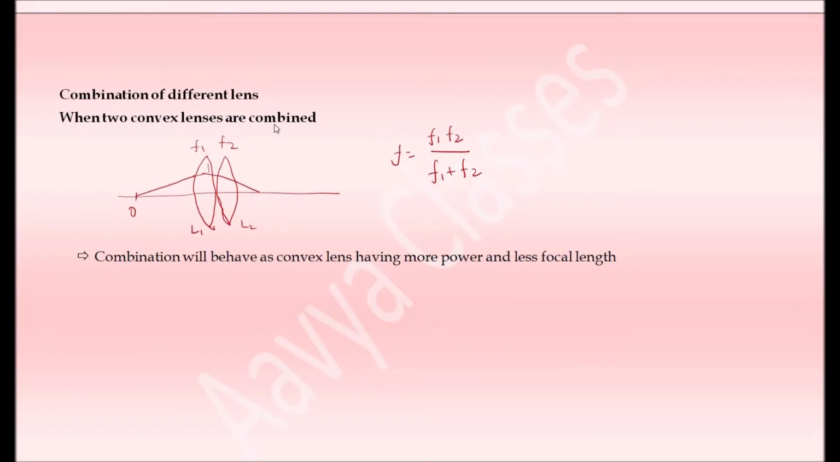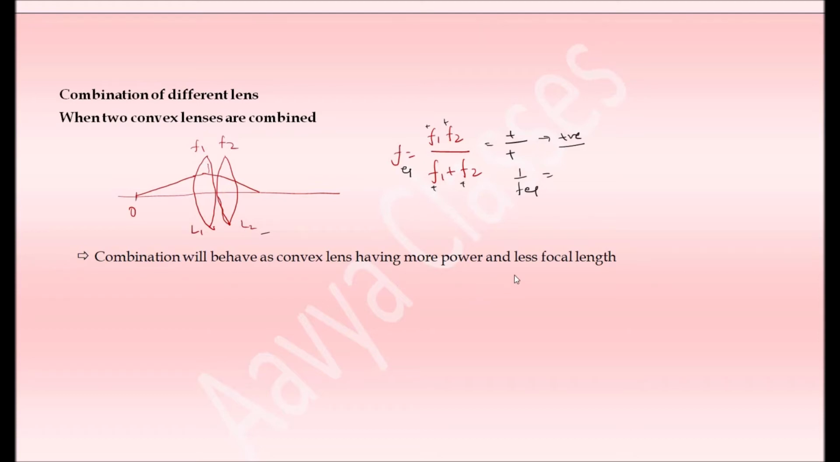So when two convex lenses are combined, as we know, the formula of the focal length of an equivalent lens is given by f1 into f2 divided by f1 plus f2. And as both lenses are convex, this will come with a positive sign, and this will also come with a positive sign. So we have a positive value in the numerator and a positive value in the denominator, so in turn we get a positive term. Clearly, a positive term indicates that it will work as a convex lens.